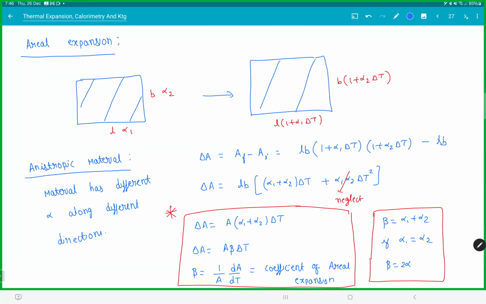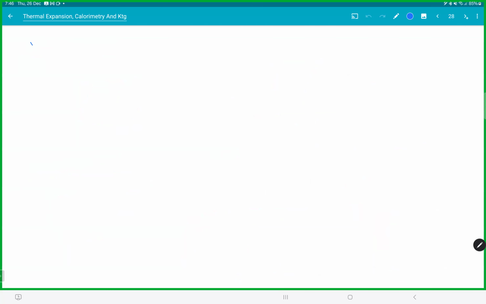Clear, everyone? Same thing I can do for volumes also. So volume expansion is more important than areal expansion because you can use this for gases and liquids also. So for volume expansion, we define something called gamma. This is the coefficient of volume expansion.